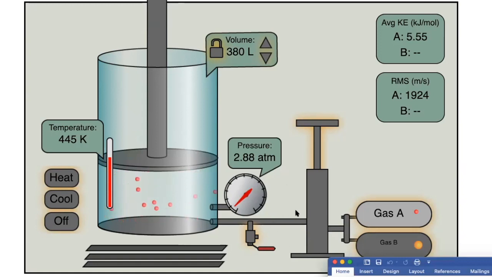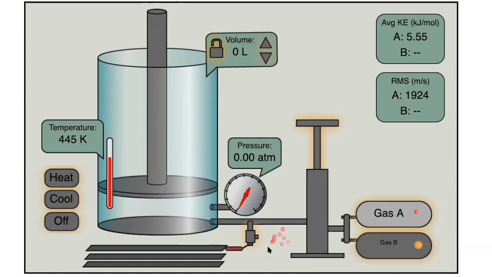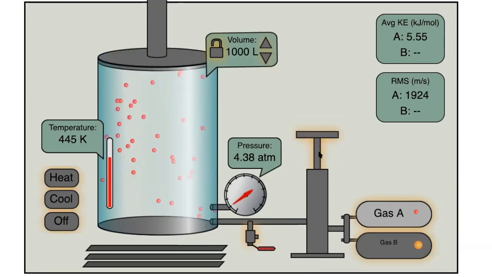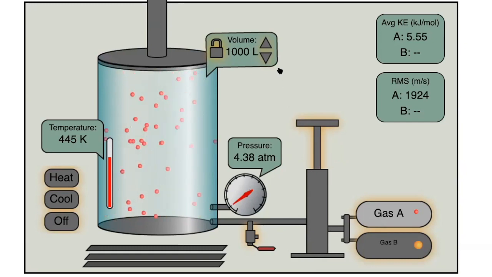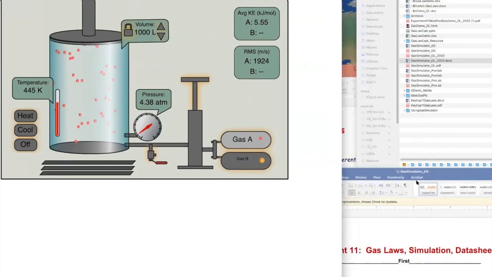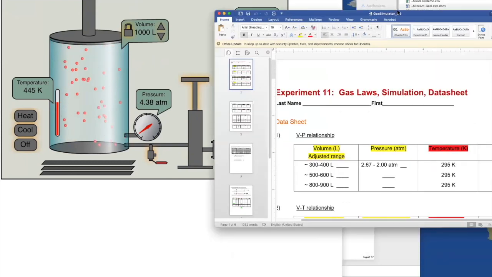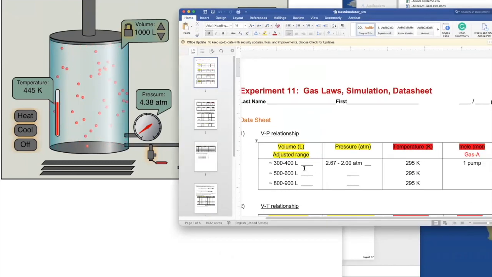Change the pressure to about 2.0. So I'm going to pump this. Oops, too much. Again, you guys are going to have to work this so that you're comfortable, because this is basically what you guys are going to be doing. Actually, the red is what you do, and these right here is what you record. So let's go back to the data sheet.